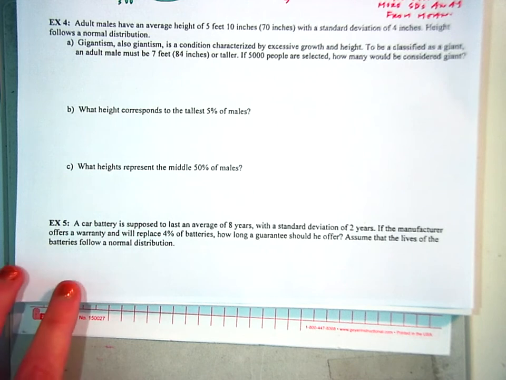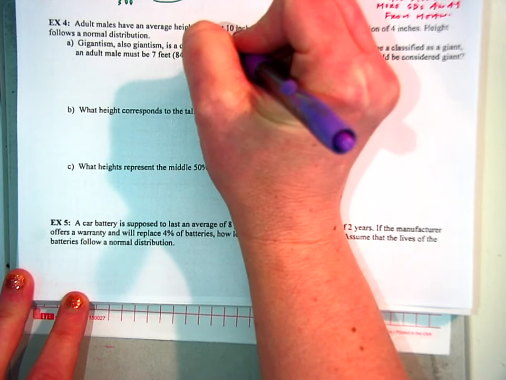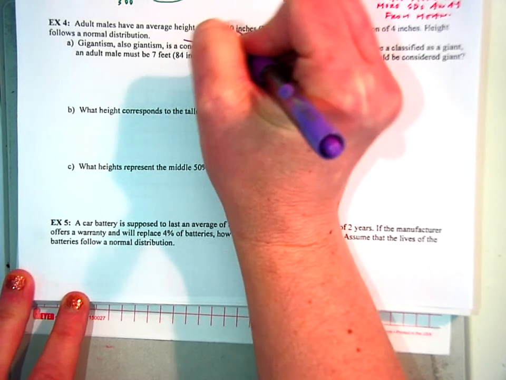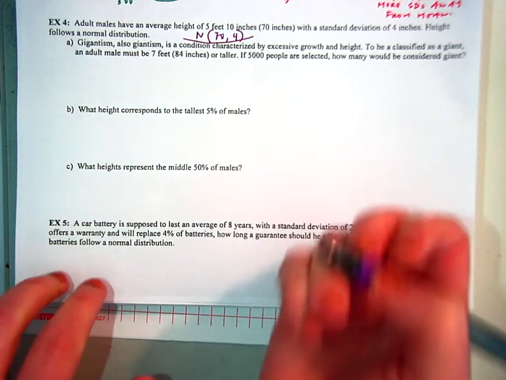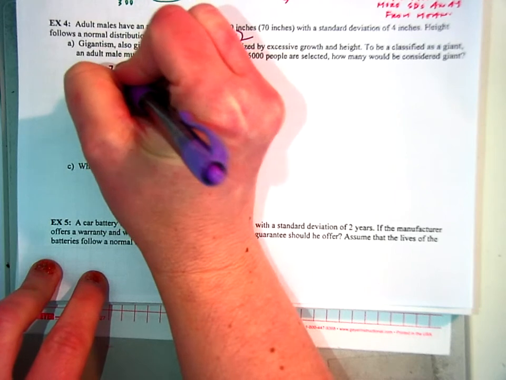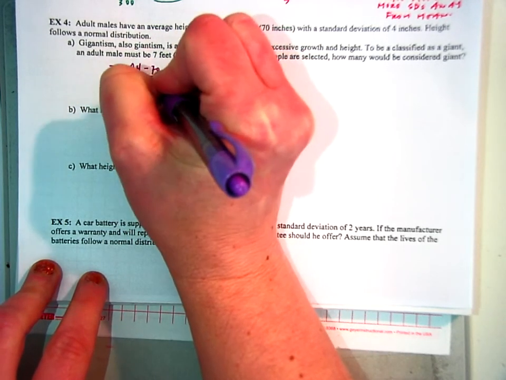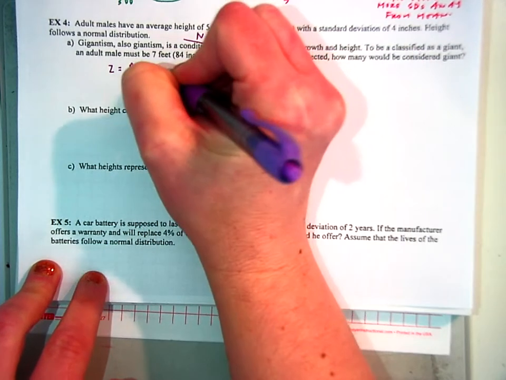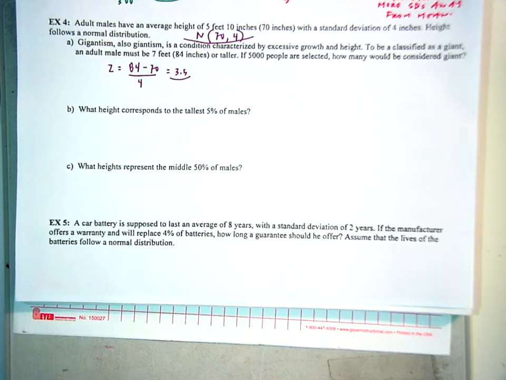Okay, so first let me just summarize the distribution. It's normal with a mean of 70 and a standard deviation of 4, all in inches. First I need to find out the proportion of individuals that would be considered to be giant. So first I need to go after the z-score. So z equals my observation, 84, take away the mean, 70, divide by the standard deviation, 4. So we get 3.5. So a z-score of 3.5 would be that marker for someone being a giant. So a z-score of 3.5 or more.